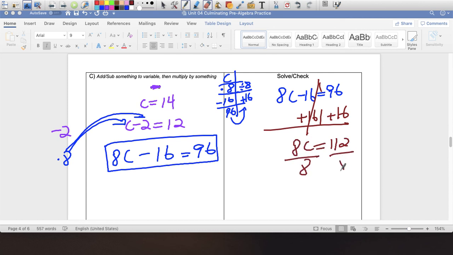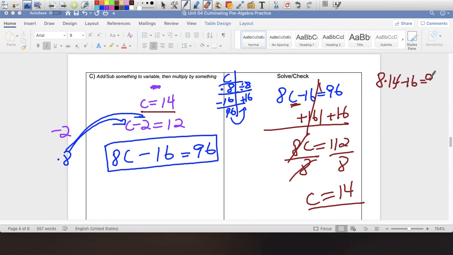Divide by 8. Divide by 8. The 8's go away, right? Because it becomes 1. And see, 8 times 112 divided by 8 is 14. And notice that this and this matches. Check. It's 8 times 14, right? Because I'm replacing the C with the value 14.